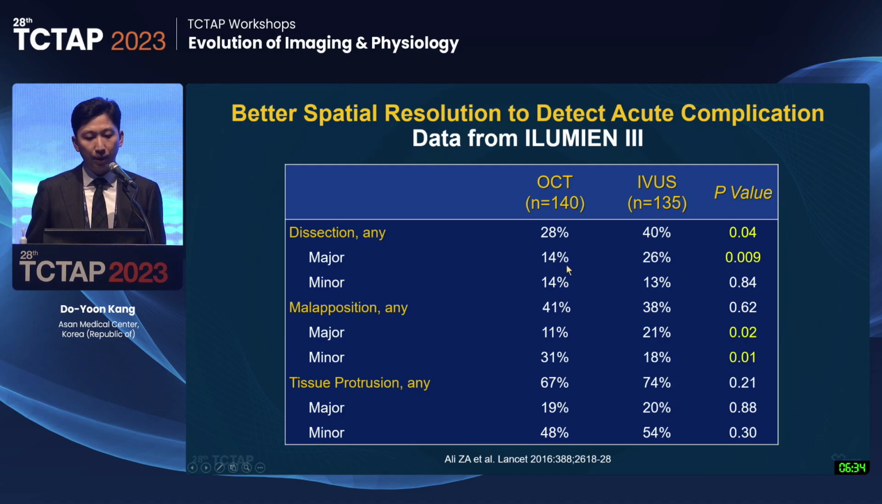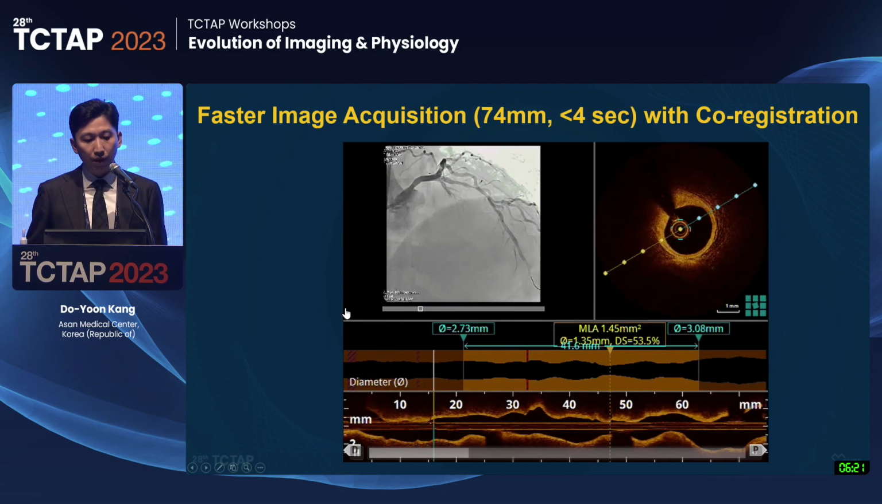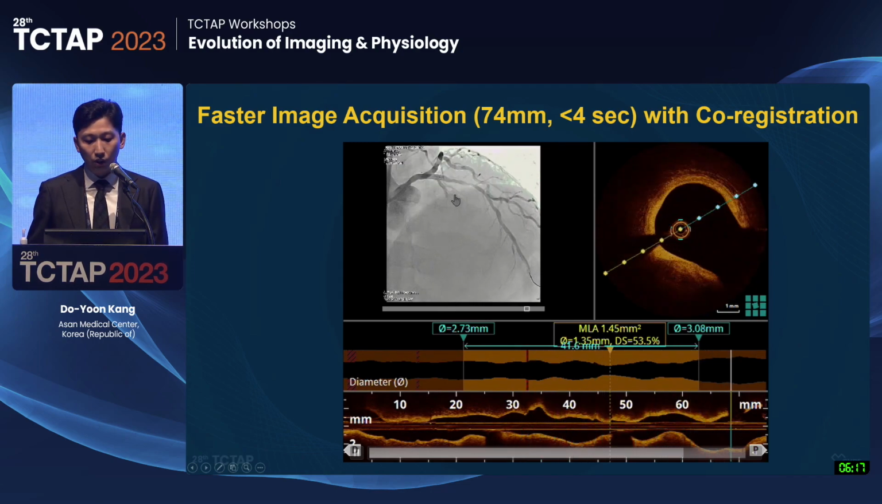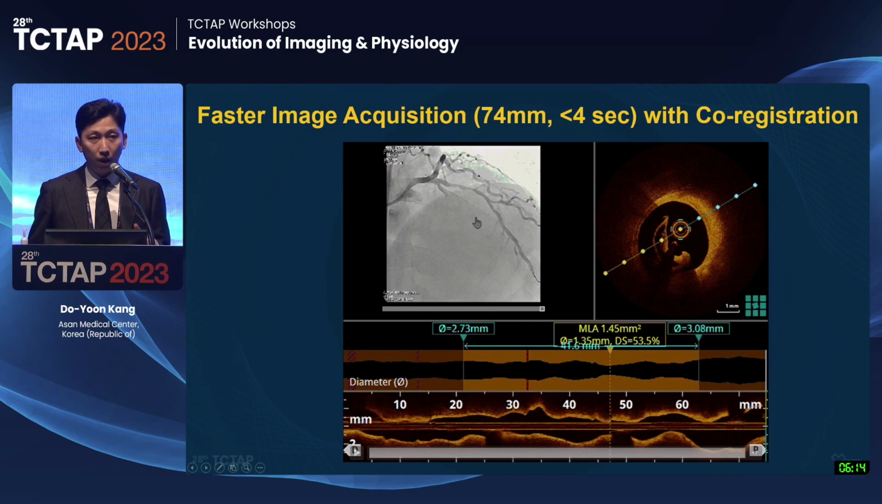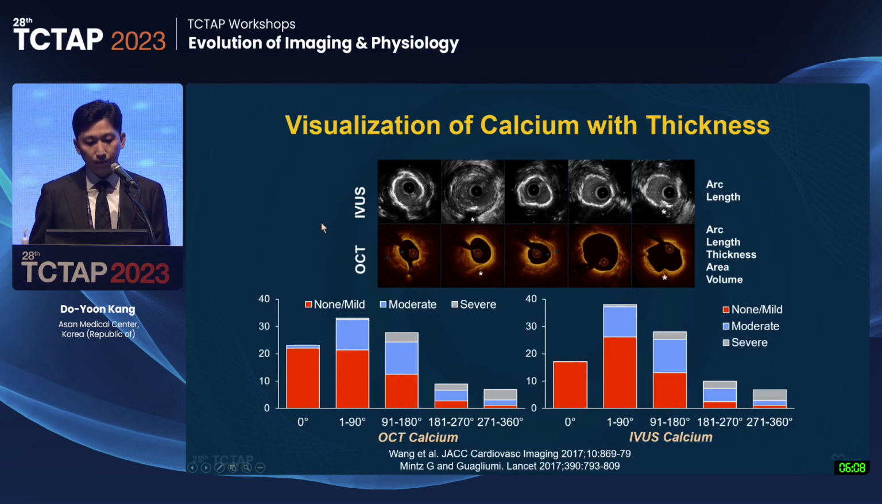It has better spatial resolution. In the ILUMIEN III study, it detected more acute complications like dissection, malapposition, or tissue protrusion after stenting. And now it is available with faster image acquisition with angio co-registration. So it's very useful to evaluate the landing zone with the angio and OCT image. And visualization of the calcium is available with thickness evaluation.